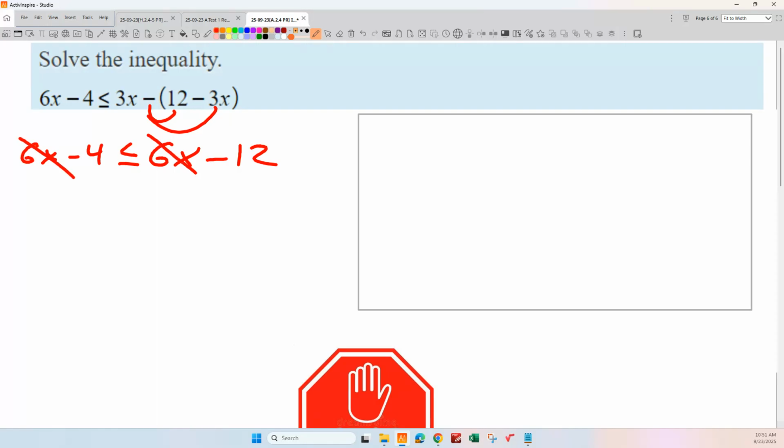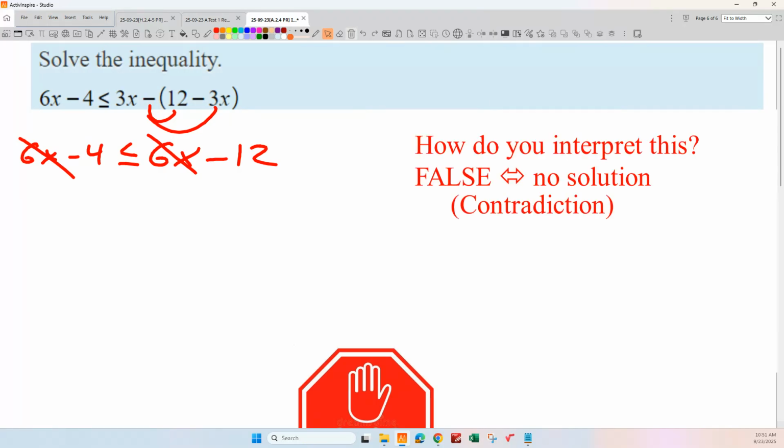Okay, the x's went away, so what are the math gods telling us? Well, maybe. They're not specific yet, right? If the variables go away, they're saying x doesn't matter, right? So is this true or false? Is negative 4 less than or equal to negative 12? That's false, isn't it? Because that's false, this must be a no solution case.